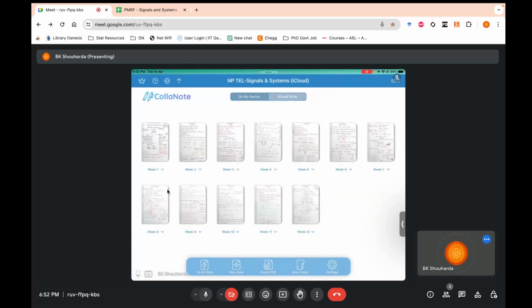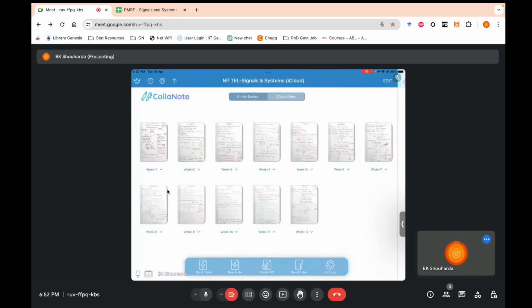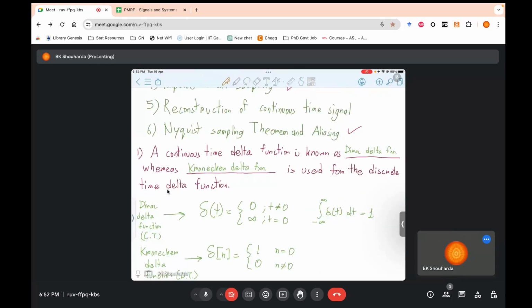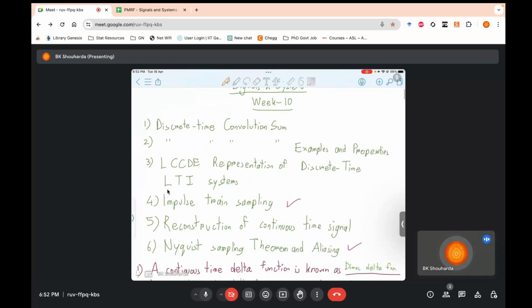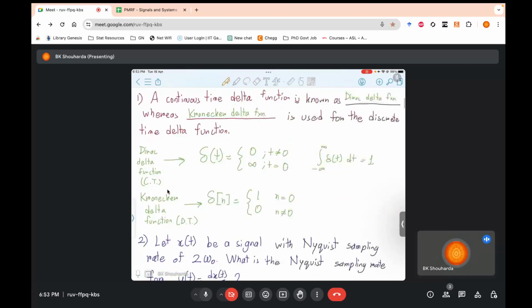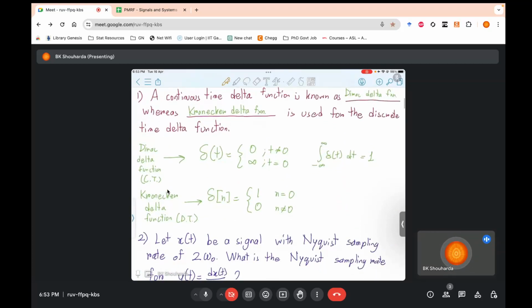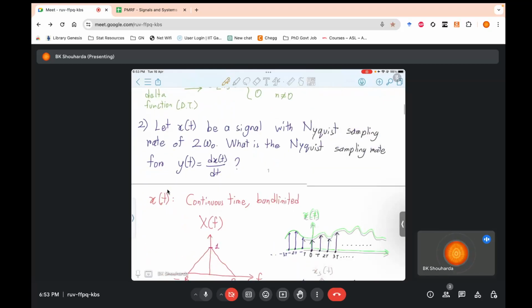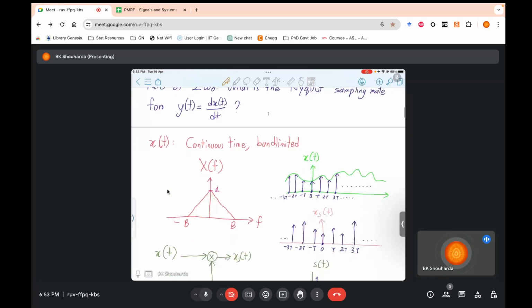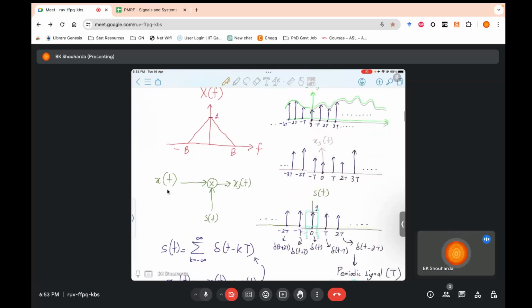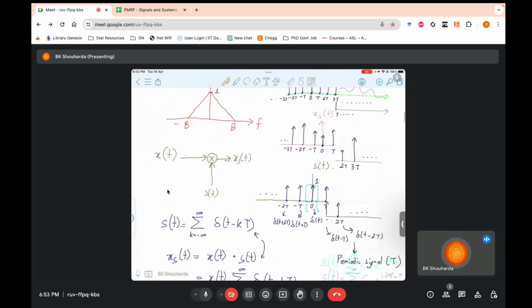Then, just looking at week 9. Week 10 was again discrete time convolution. So everything is back to the same page. We also covered the Dirac delta function and Kronecker delta function for continuous and discrete time, and then the important theorem is the Nyquist sampling rate.